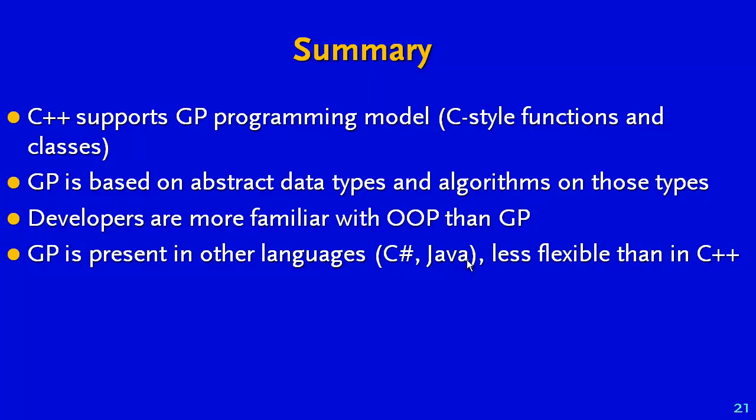Okay, the summary is C++ supports the generic programming model. In other words, you've seen an example already of a C-style function, just a max function, but the input arguments are not doubles or specific types. These are generic types. Later on, in the next section, you'll see how to create a generic class, which is called a template class in C++. The mindset is the way you have to start thinking about it. Generic programming is based on abstract data types. So there's a data type and operations, algorithms on the types.